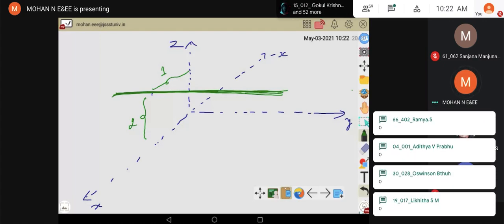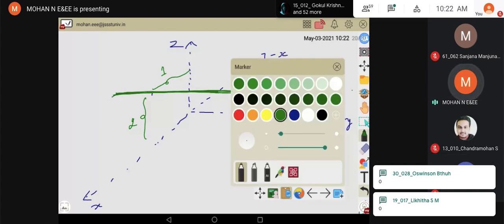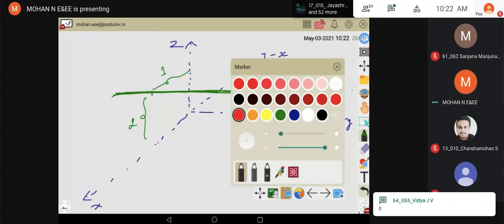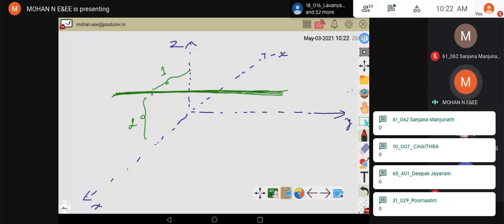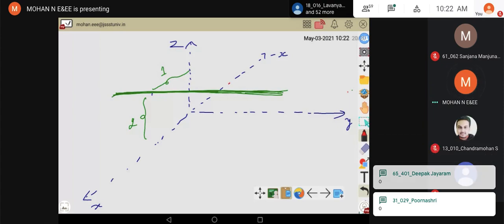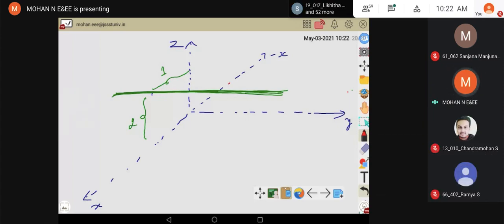Next, we have one more line charge at x is equal to minus 1 and y is equal to 2. That means x is constant, y is constant, so z is variable. So I have to draw a line like this.